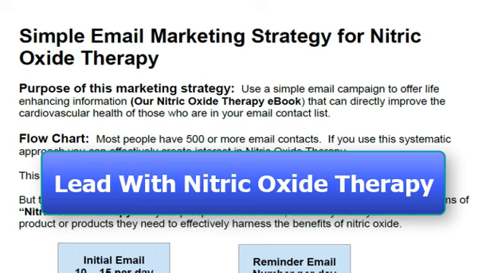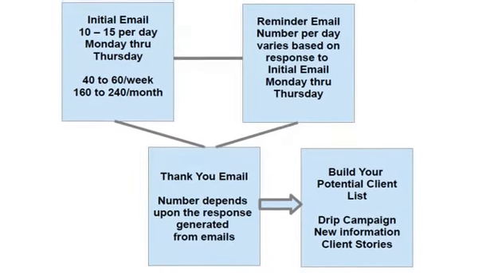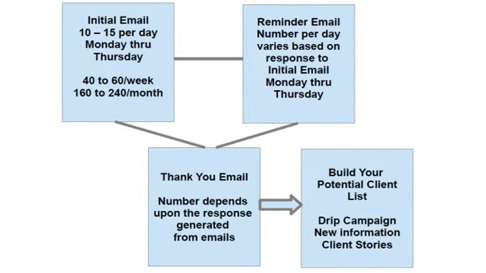But to be effective, we also suggest that you lead with information. Always talk or write in terms of nitric oxide therapy. If your prospect is interested, then they'll ask you about what product or products they need to effectively harness the benefits of nitric oxide. So let's give a brief overview, and then we'll go into the details of this marketing strategy. There's really three emails that you have: an initial email, a reminder email, and a thank you email.